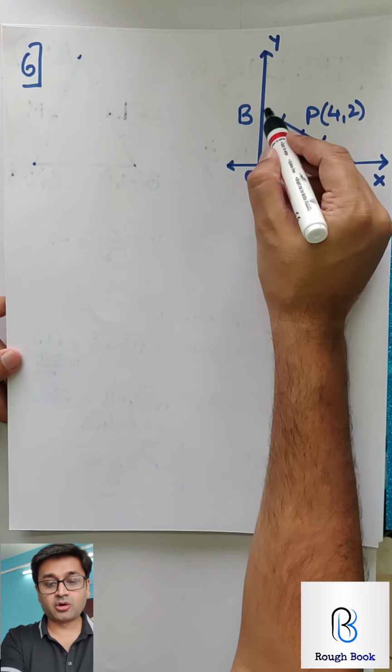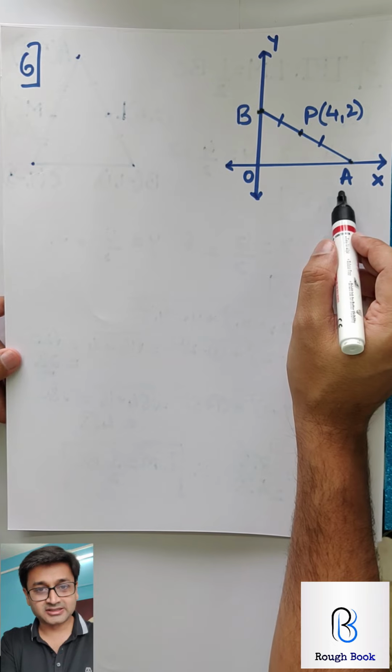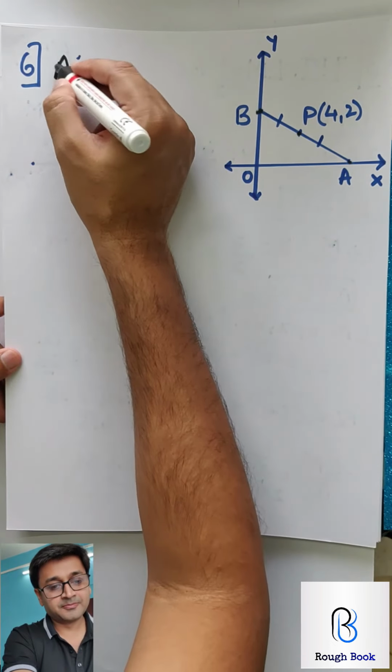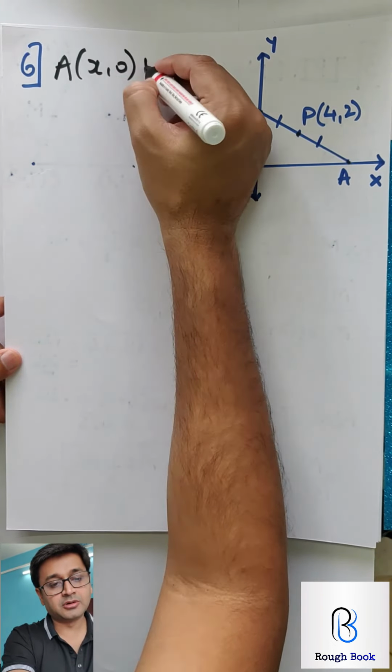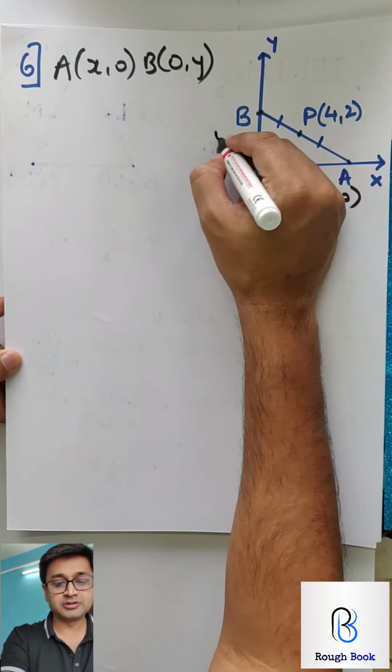Your target is to find the coordinates of A and B. They have given you that P is the midpoint. A lies on the x-axis. So, yes, very good. So A becomes x comma 0 and B becomes 0 comma y. X comma 0, 0 comma y.